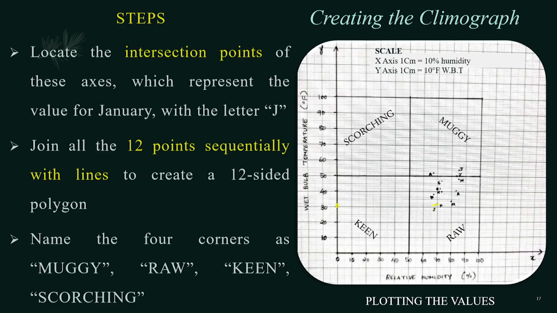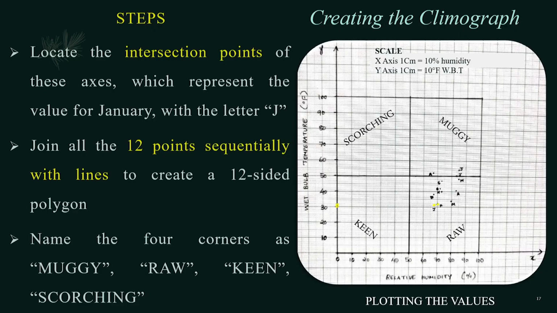As we step by step locate the points of the station, we need to join the lines sequentially. After joining the 12 points, in the end you will be left with December and January, which is not even complete. In that case you have to join the December value and January value together. In that way your shape will be completed. It is very important to know about the shape in a climograph.